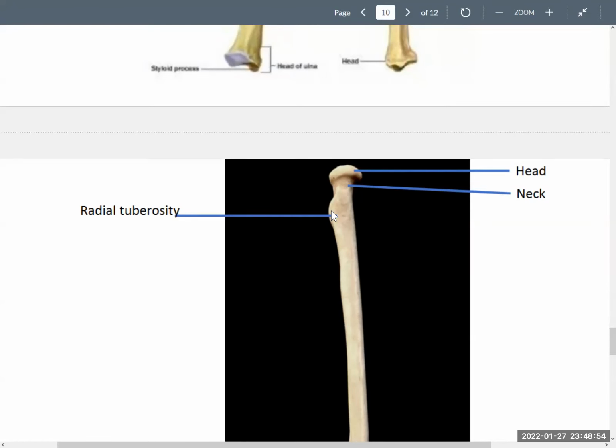But the tuberosity is bigger, and for the radius, it's head, neck, tuberosity. You need to keep those two clear. Head, neck, tubercle in the rib, head, neck, tuberosity in the radius, or you'll miss a question.